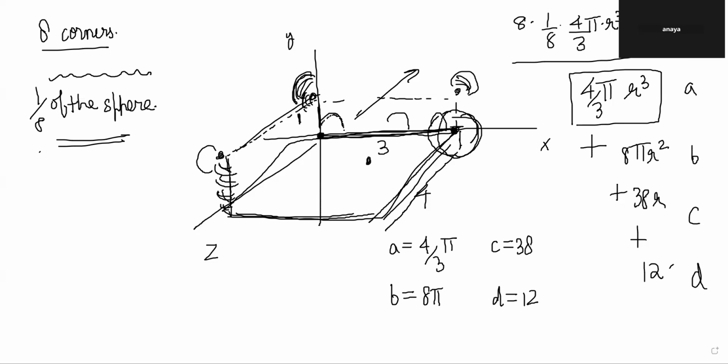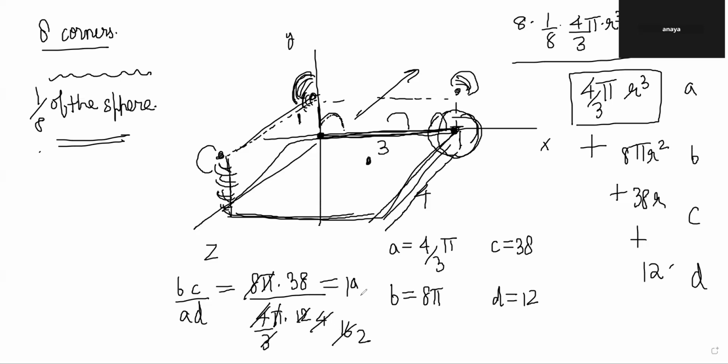And the question is asking us to calculate what? BC by AD. BC by AD is going to become 8 pi into 38 divided by 4 by 3 pi into 12. So pi gets cancelled. This becomes a 16 and this becomes by 2. So this is 19. BC by AD value is coming out to be 19.